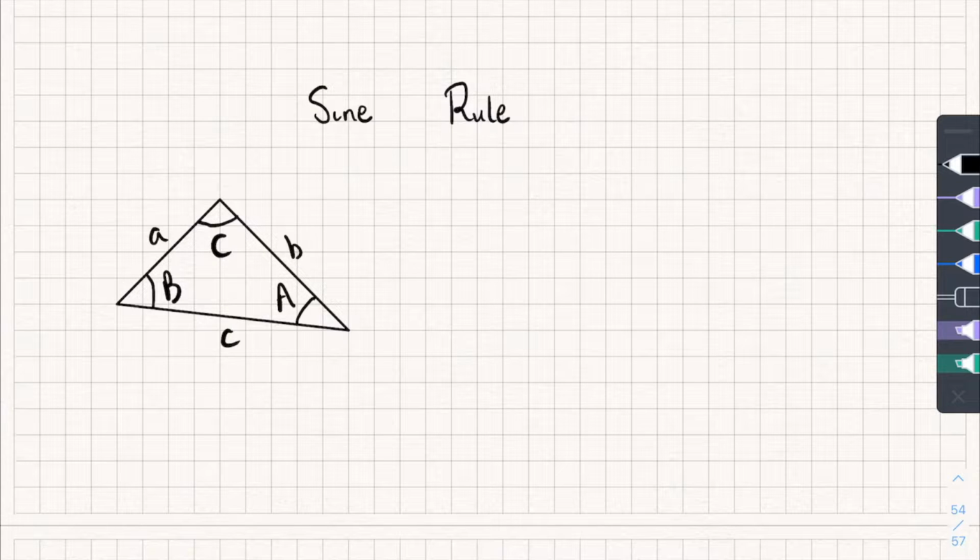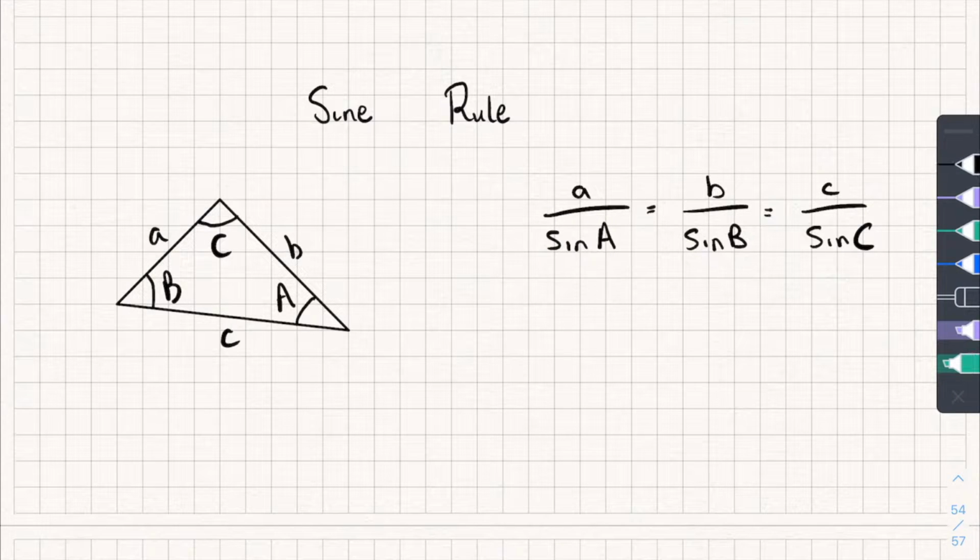So the sine rule says if I take my side A and I divide it by sine of angle A, capital A, that's equal to side B divided by sine B, and that's equal to C over sine C. Now you might be a bit confused because we've got two equal signs here in this equation, but when you're actually doing calculations, you're only going to use one part of it. So don't really worry about it too much, just make sure you know how the formula looks.